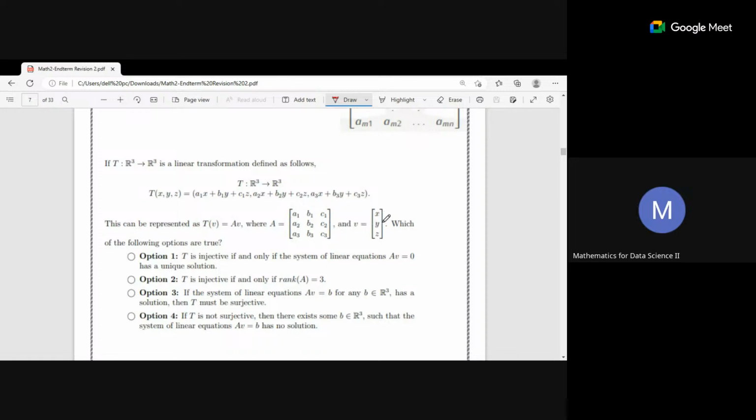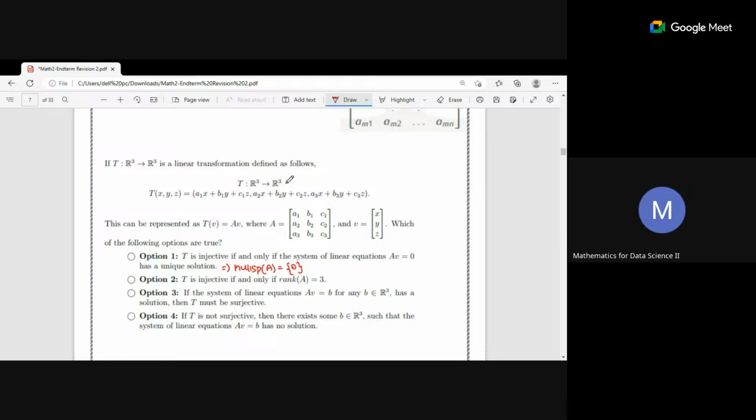And your V is XYZ. So which of the following options are true? T is injective if and only if the system of linear equations AV equal to 0 has a unique solution. Is this true? Yes, ma'am. Okay. So if AV is equal to 0 has a unique solution, what does it mean? That means T is an isomorphism. No. First of all, what is the null space of A? 0 only. Okay.